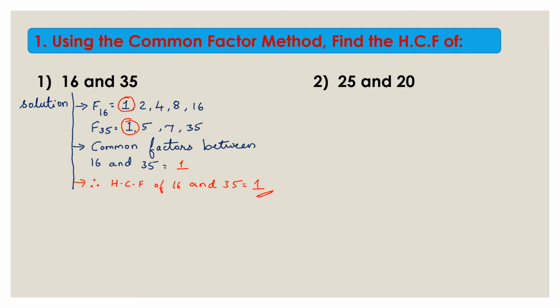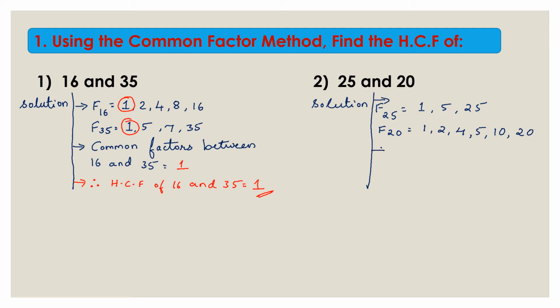Moving to the second, number 2, we have the question 25 and 20. So let's write the solution and find the factors of 25 and factors of 20. Factors of 25: 1, 5 and 25. And the factors of 20: 1, 2, 4, 5, 10 and 20. So this is our first step.